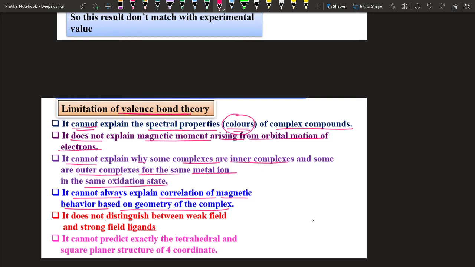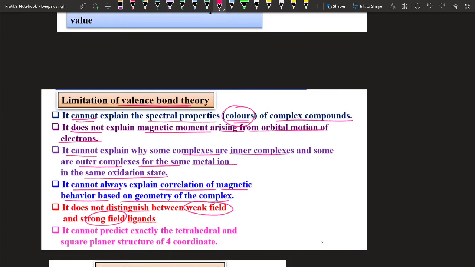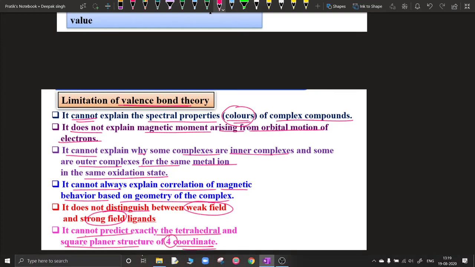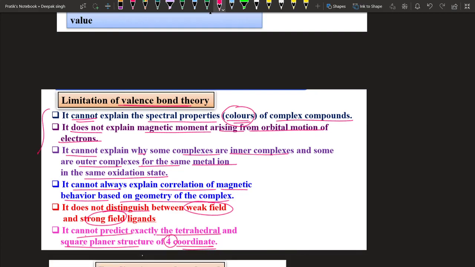It does not distinguish between weak field and strong field ligands. And also, it cannot predict exactly the tetrahedral and square planar structure of coordination number 4. So these are the above limitations of the valence bond theory.